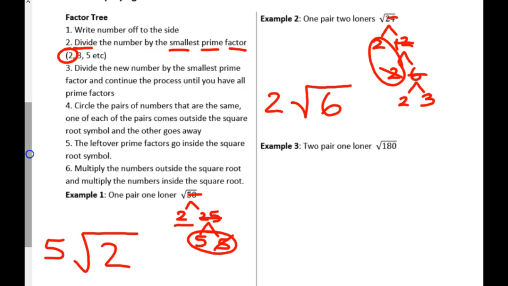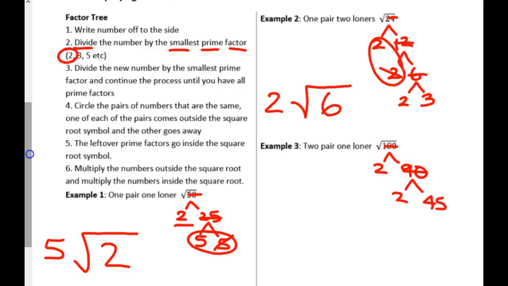So, example 3, 180 is even because it ends with a 0. So 2 times what? 90. And then that 180 goes away. 90 is even, so 2 times 45. Now, does 2 go into 45? Okay, 45 is odd. 2 does not go into it.